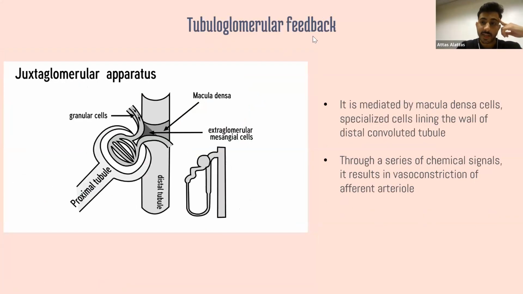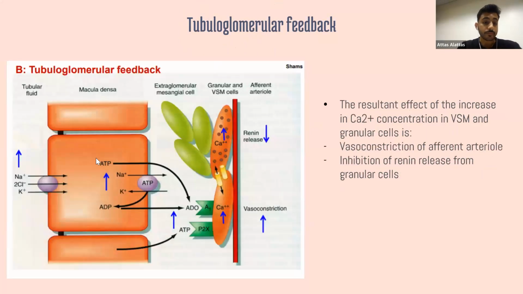Okay. The second mechanism is called tubuloglomerular feedback. From the name, it means it involves two structures, the tubules and the glomerulus. In the tubules, there are cells called macula densa cells. These are specialized cells in the distal convoluted tubules. And let me show you how it will function to make sure that the GFR and the renal plasma flow are constant.